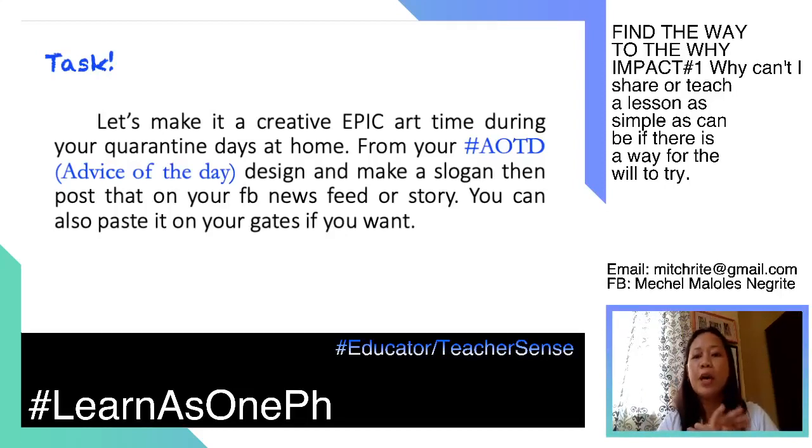So, I hope na katulong tong class na to for us na ma-review, ma-enlighten, makapag-reflect din na regardless na may pandemic, we can be able to learn.